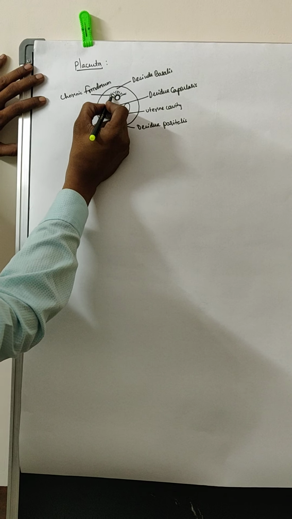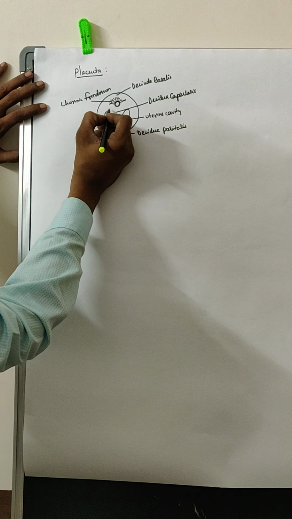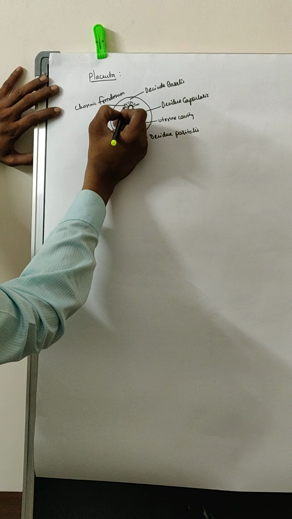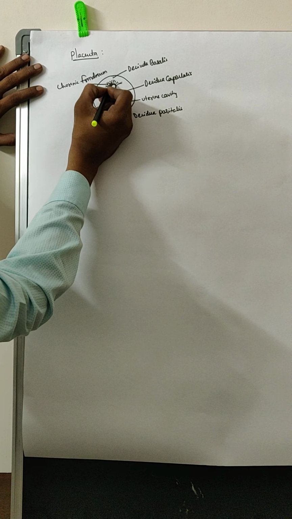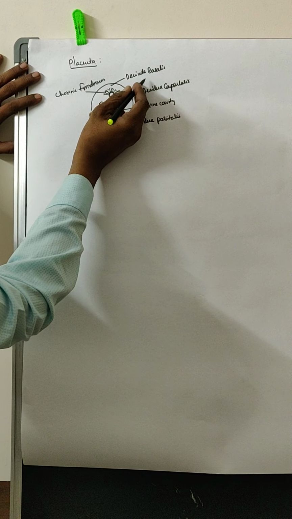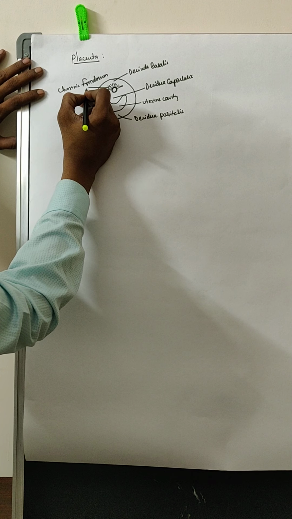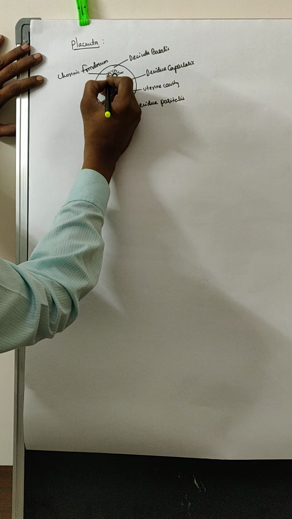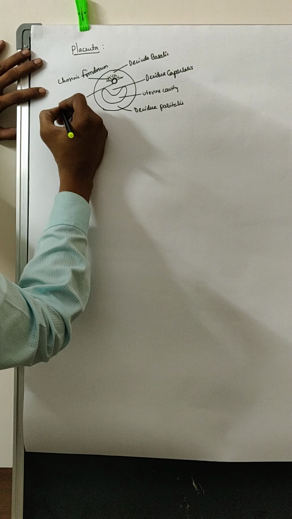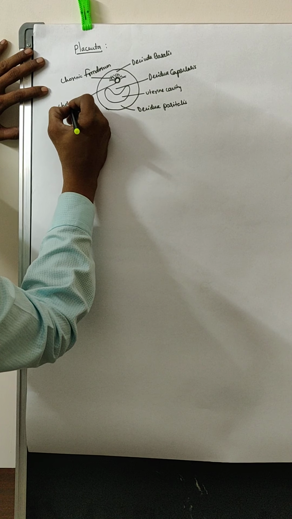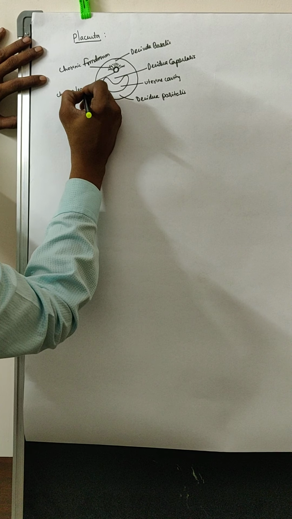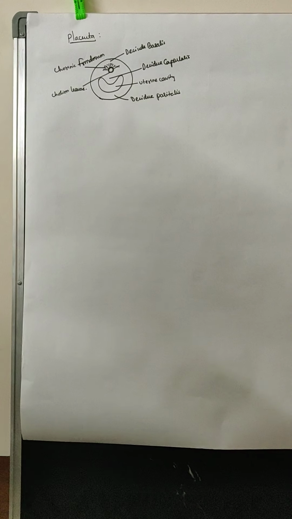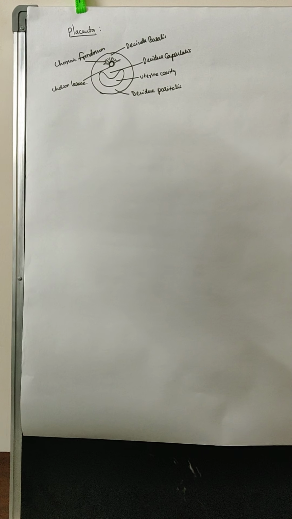But if you see this villi, initially they were present all over the surface of the blastocyst, but only some portion of it will be invading this decidua basalis, which is called the chorion frondosum. And the part which has lost the chorionic villi here is called the chorion laeve. This is all about the decidua. Now let us see the development of the placenta.